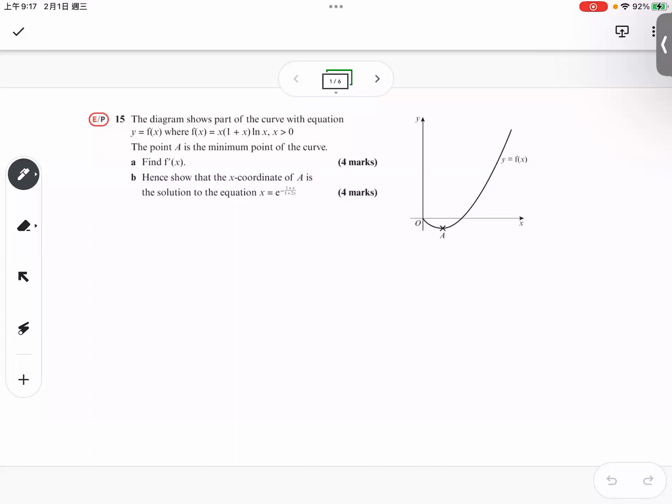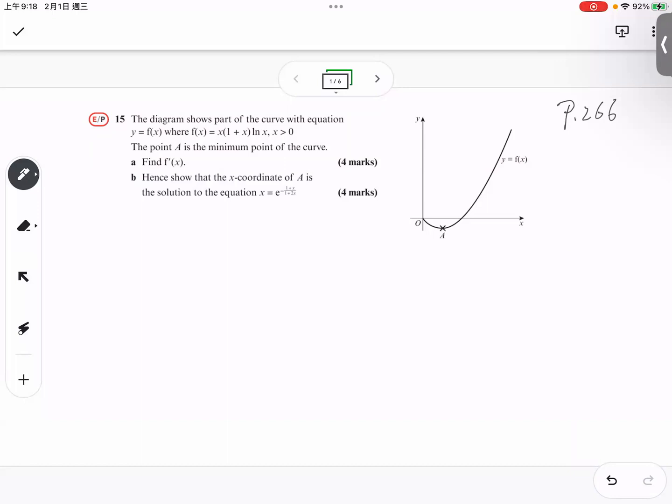So the first question I want to discuss with you is in the next exercise, number 9, on page 266, question 15. For part A, I'm going to find f dash x, where y is equal to f(x), and f(x) this time is x times (1 plus x) times natural log x.